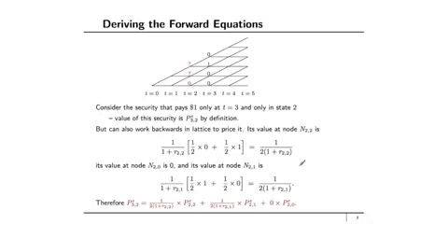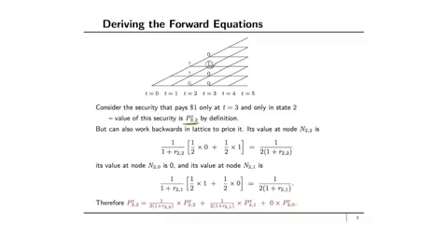So where do these forward equations come from? We're going to answer that question on this slide and hopefully make clear where these equations come from. So for example, let's consider this elementary security. This is the elementary security that pays $1 at time t equals 3 and state 2 and 0 everywhere else. So by definition, the value of the security is P_32. However, we can also compute the value of the security another way. We can just treat this as a regular security and use risk-neutral pricing to compute its value. So if we use risk-neutral pricing, we will work backwards in the lattice in the usual way to find its value. So let's do that.